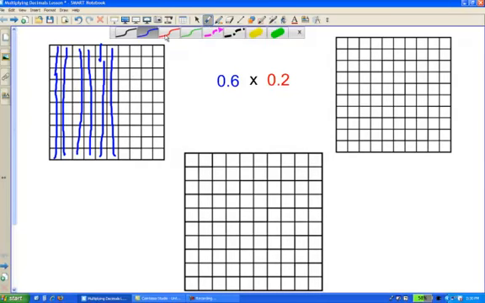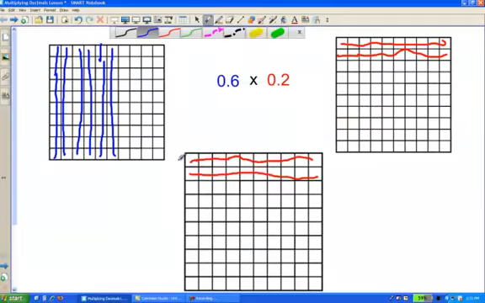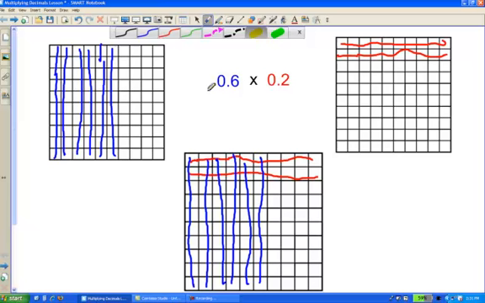I'm going to do the same thing over here for 2/10. And instead of going down, I'm going to go across. I'm going to go horizontal. So this is 1/10. And this going across this way would be 2/10. So I have 6/10 and 2/10. Well, I'm going to put that out over here on this graph now. So I have my 2/10 going across, and now I'm going to use my 6/10. So you can see here the picture of it.